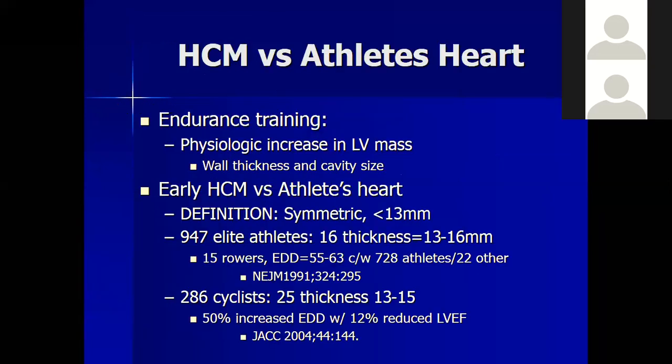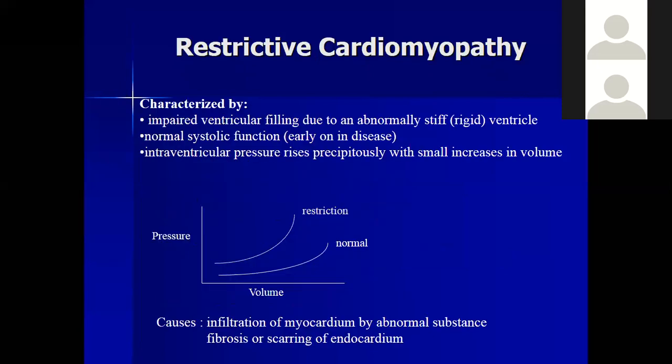There is also athlete heart. How do you differentiate it from HCM? They have endurance training, like a marathon runner. They have the same findings, but the septum is less than 13 millimeters. So this is athlete heart.